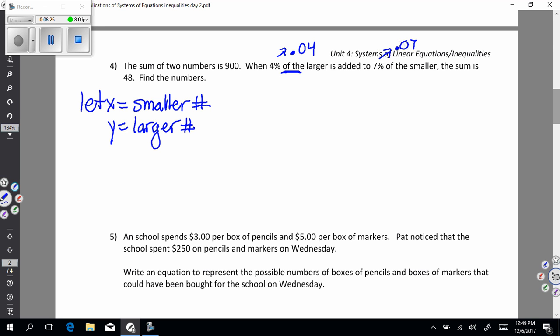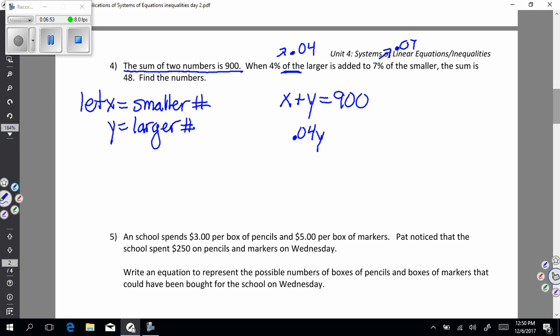And now we have to write the equations. This first sentence, the sum of two numbers is 900. Well, my two numbers are my x and y, so I guess x plus y equals 900. And then the other one is percent. So 4% of the larger. The larger is my y, so I need the 0.04 with the y.